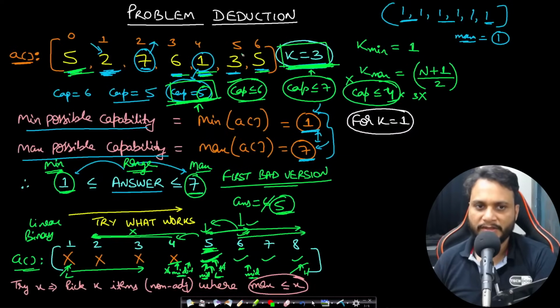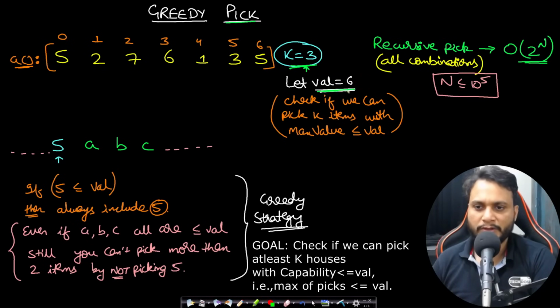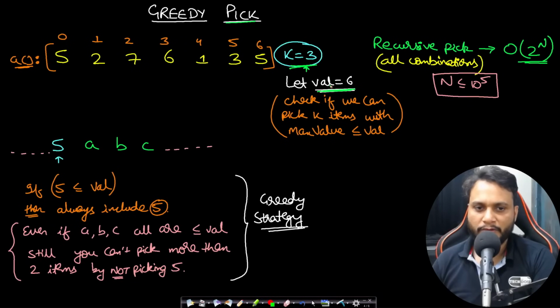It was already mentioned in the problem. Now having understood that we will be applying binary search, let's try to understand how to pick k number of items from the given array according to the condition of non-adjacent selection. Let's say that I want to find k houses in such a way that the capability should be less than or equal to the given value 6. Okay, I want to do that. So how to do it?